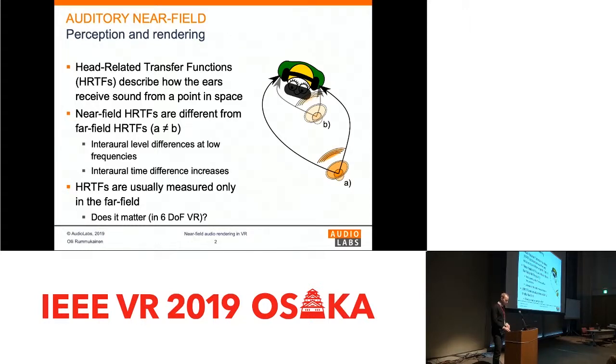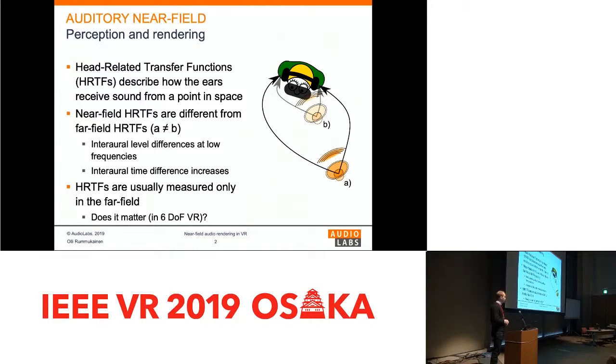So that would mean in this case that I have drawn here that A and B are in the same azimuth and elevation, but B is in the near field and the A source is in the far field. But if we only have the far field HRTFs, both of these sources would be reproduced with the same HRTFs in that case.